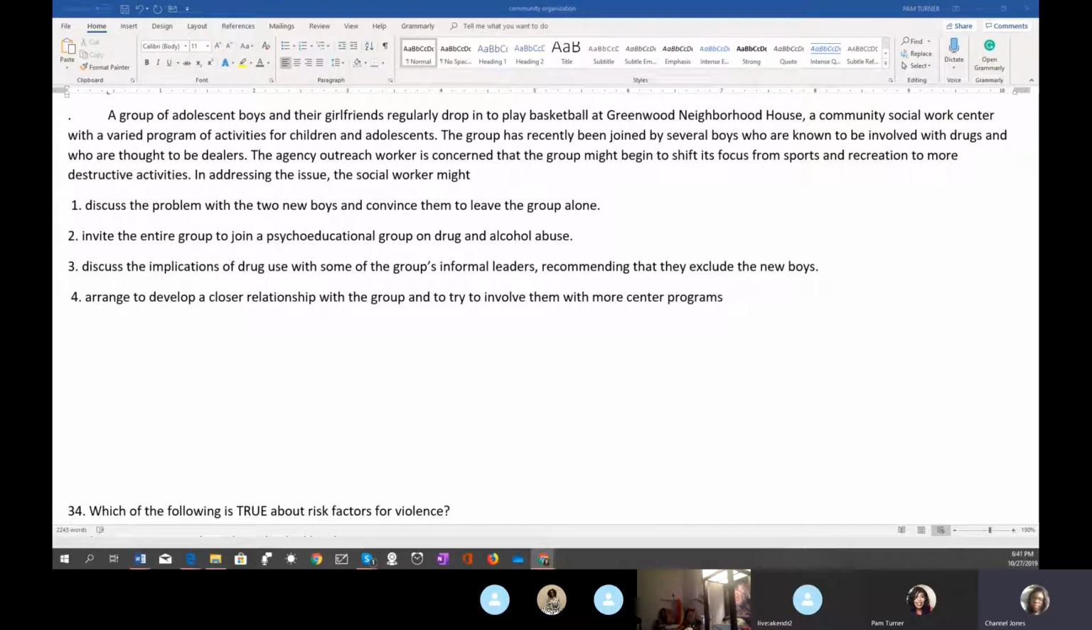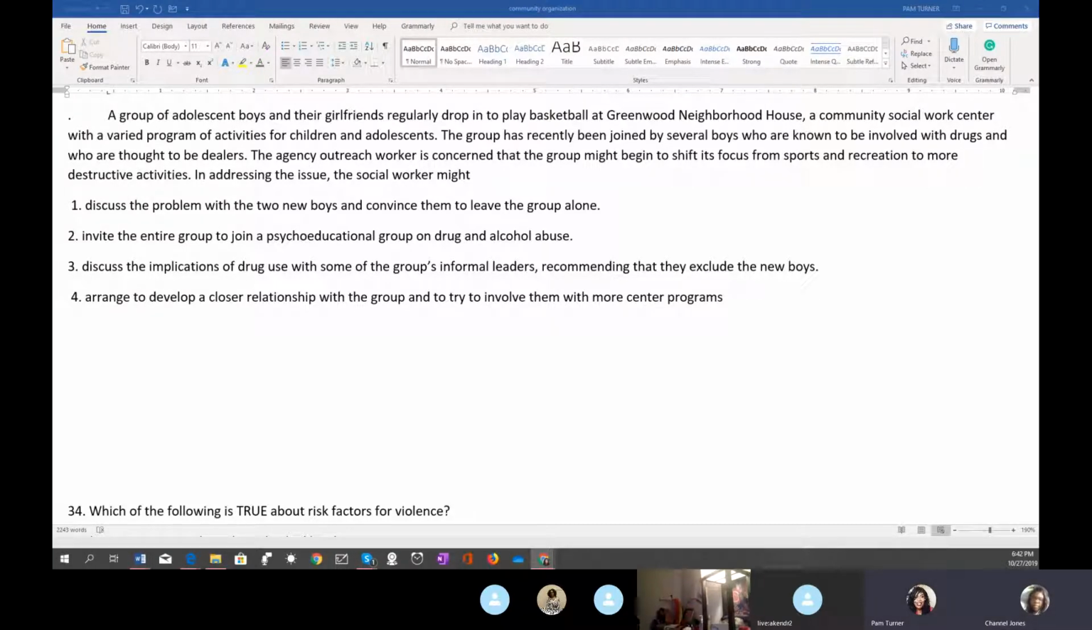Discussing the implications of drug use with some of the group's informal leaders, recommending that they exclude the new boys. Once again, you're trying to exclude the new boys, when community groups try to keep people in, the population they're aiming for. Arranging to develop a closer relationship with the group and involve them with more center programs: it doesn't sound like the relationship is an issue or the amount of programs. I didn't see anything regarding that in the question. I saw primarily drug use with the teenagers was the issue. So therefore, psychoeducational groups about drug and alcohol abuse would probably be the most appropriate answer.